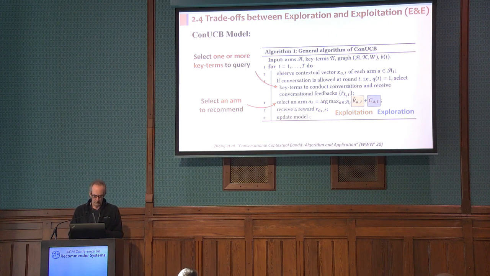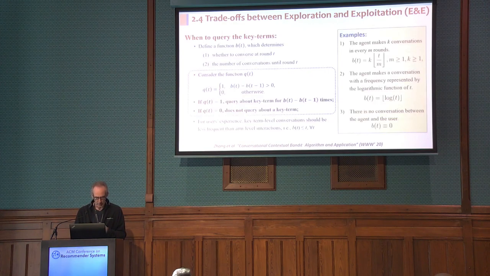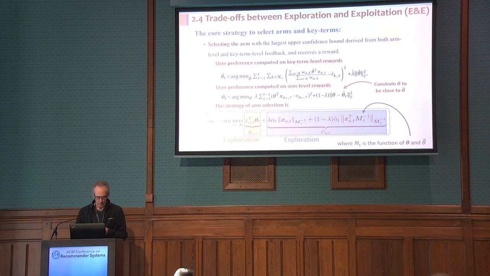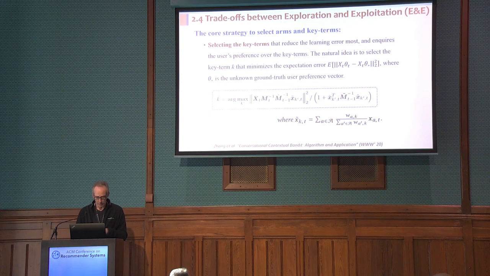And then you select an arm with a familiar equation, right? Combining exploitation and exploration, you collect a reward, you update the model. Simple enough. The underlying math is fairly hairy, so I'll just race through this in the interest of time.